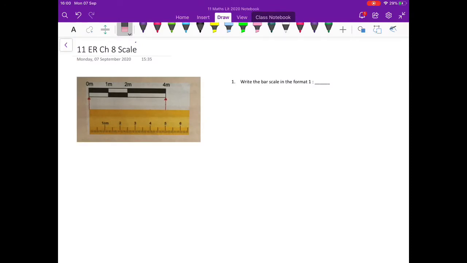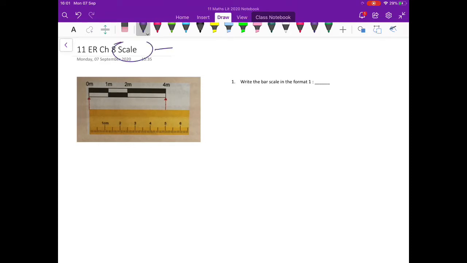Let's have a look at scale. This is a very popular exam question, and rest assured that you would most probably have it in both papers. So one of the first questions we need to understand is to write a bar scale in the format of 1 to something.